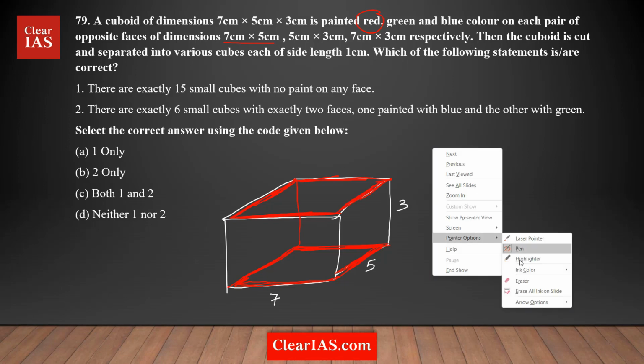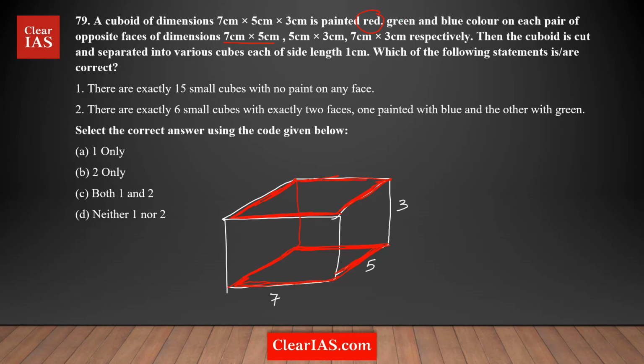And then you have green color. Let's take this one as green, okay? So the green color, which is painted green, is this 5 into 3 centimeter, both the faces. 5 into 3 means this one. See, this is 5 into 3. This face is 5 into 3. And opposite to that, see, this is also opposite. These two are painted green.